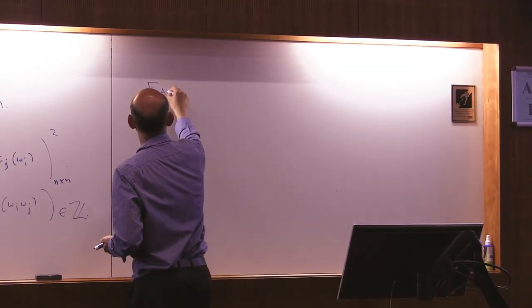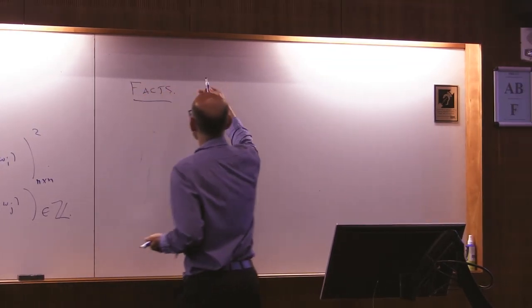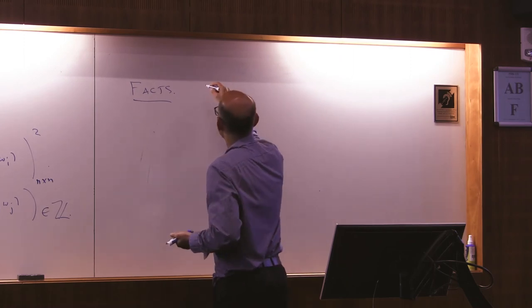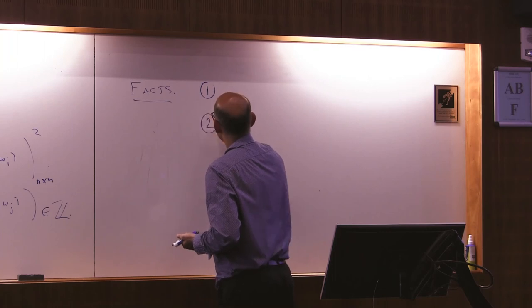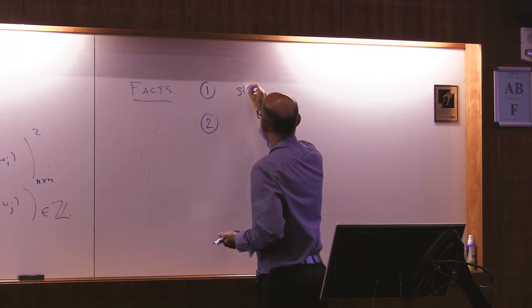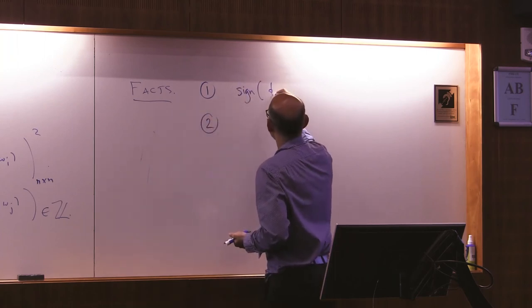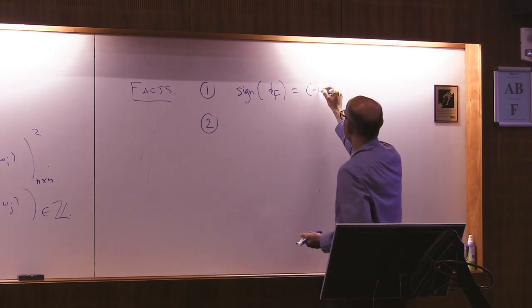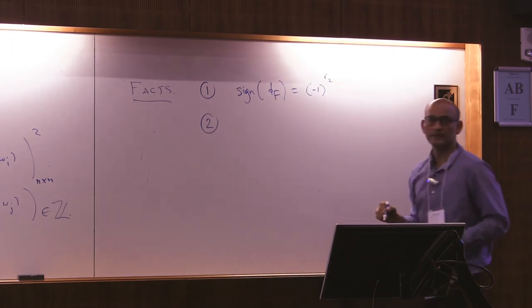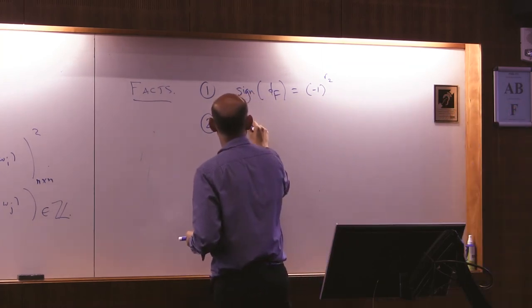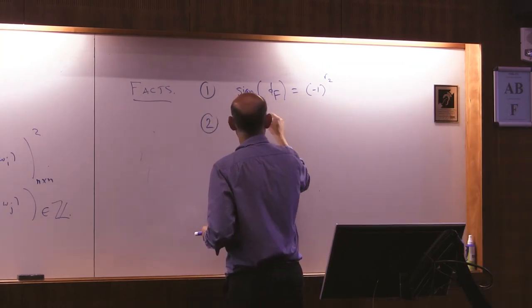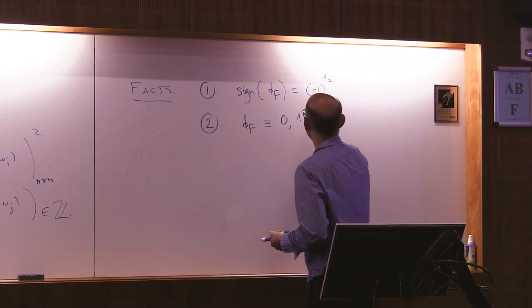Facts. And I usually put these things together, but I'm not sure if historically that's accurate or not. But anyway, the sign of the discriminant is minus 1 to the R2. And the other thing is that the discriminant is an integer and is congruent to 0 or 1 modulo 4.